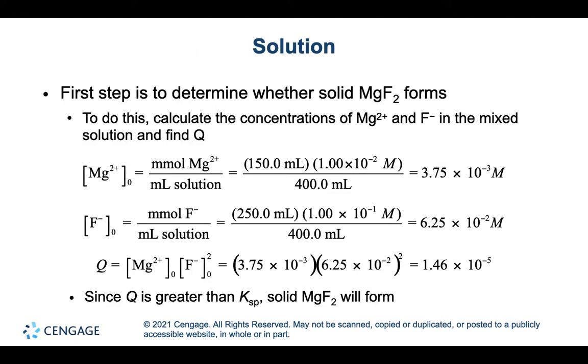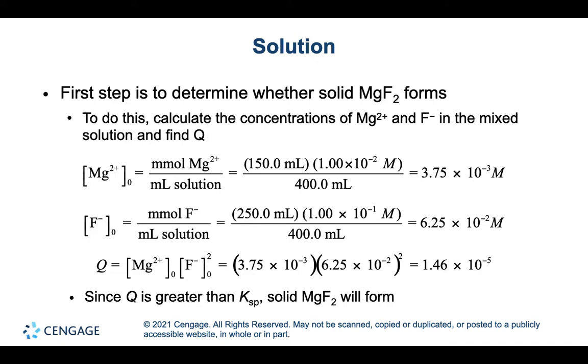So we do the M1V1 over V2 calculation on this. 150 times 1 times 10 minus 2 for the magnesium plus 2, divided by 400, which is the sum of 150 plus 250. 150 plus 250 is 400. So the two solutions add up to a new volume of 400, and you get 3.75 times 10 minus 3 molar.